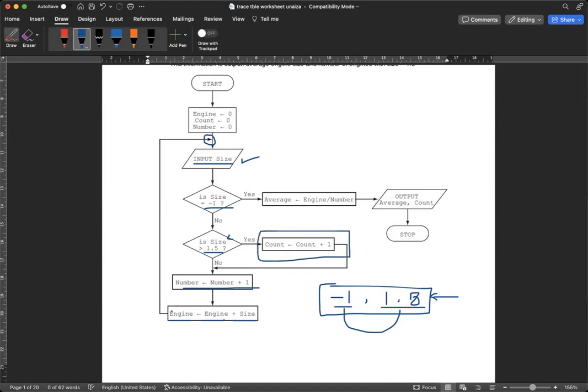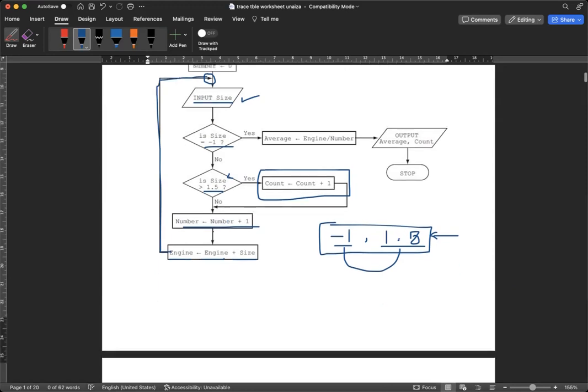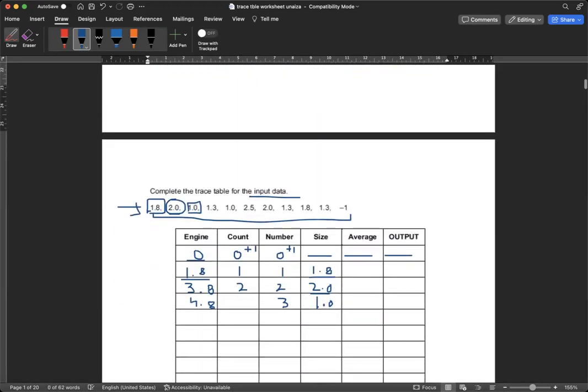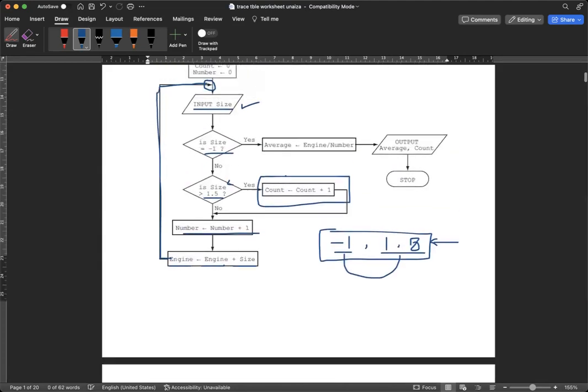Okay. Now, what is the next stage? Quick, tell me. Next stage is back to input size. What is the next size? Next size is 1.3. Thank God. You told me after a very long time, man. 1.3. Now, what do we have to do? Okay, so is 1.3 equal to minus 1? No. So is it greater than 1.5? Yes. So count plus 1, the number plus 1, the engine size.